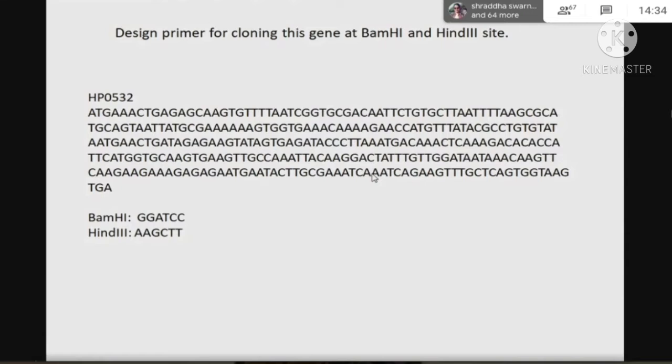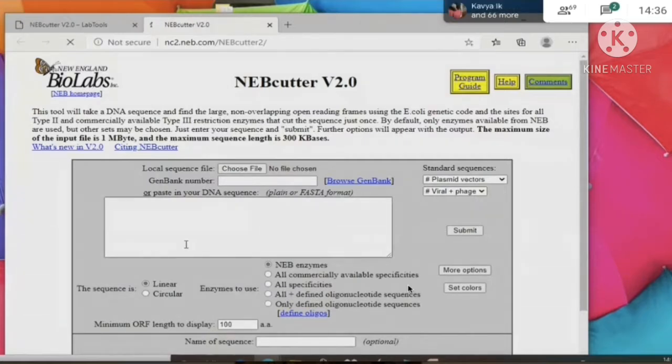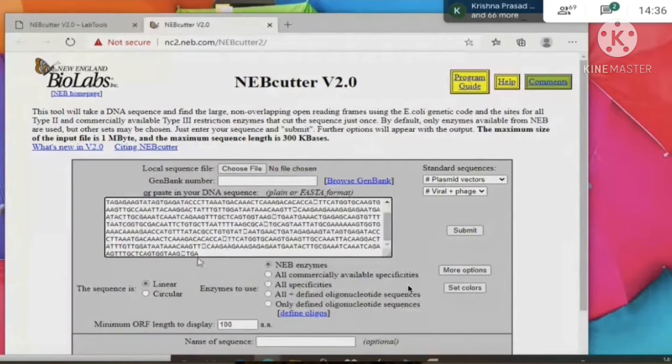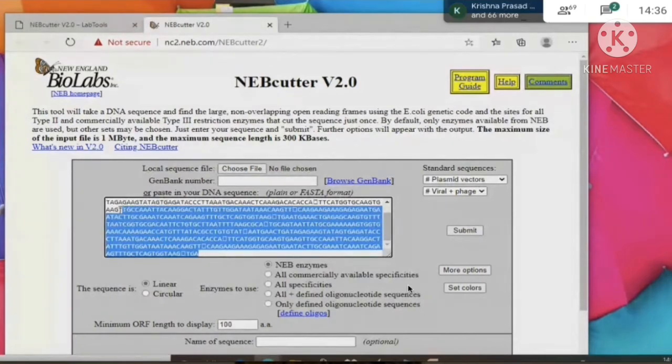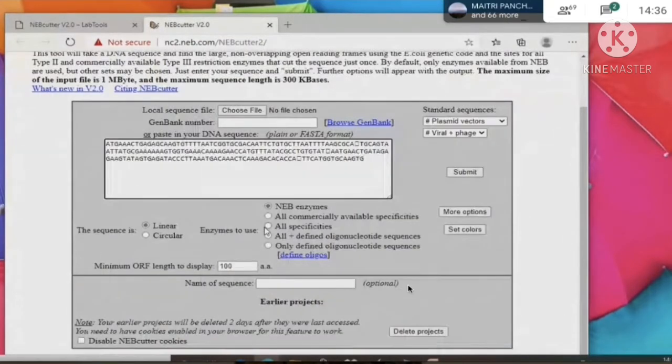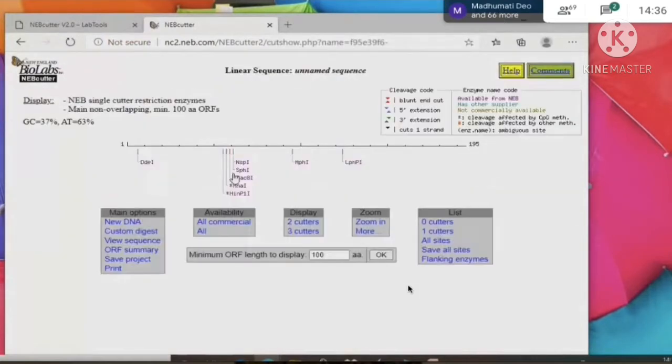Now this is the manual method to search. We can also search using NEB Cutter. The website may change sometimes. I have copied the gene sequence; suppose whatever sequence we add here, suppose this is your sequence. Now we submit here. See, it will show what restriction enzyme sites are present.